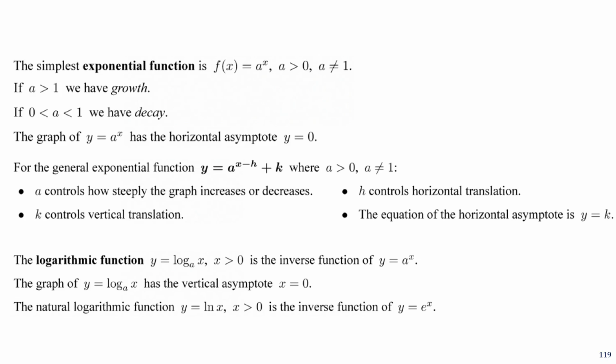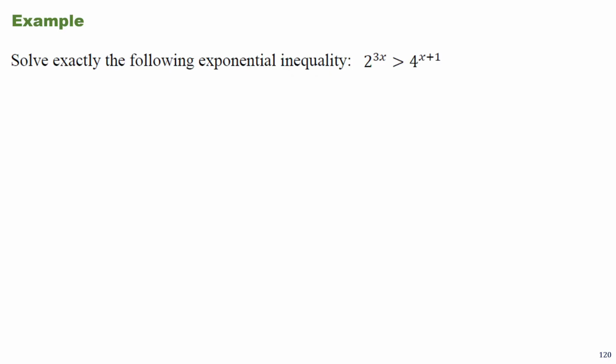And the logarithmic function y equals log base a of x, where x is greater than 0, is the inverse function of y equals a to the power of x. The graph of it has the vertical asymptote x equals 0. The natural logarithm function y equals ln x, x greater than 0, is the inverse function of y equals e to the power of x. Okay? Alright, so let's use what we have learned to solve some example problems.